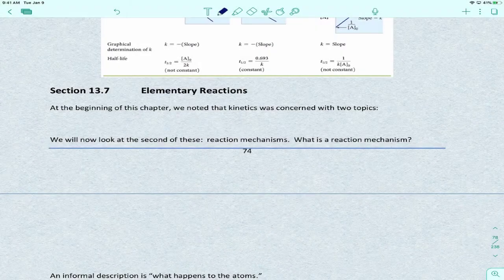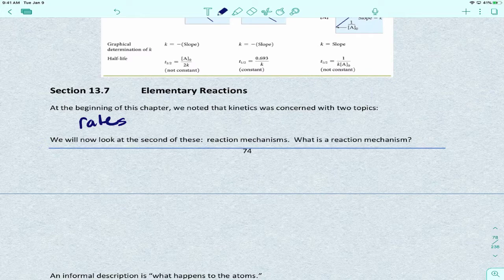Remember at the beginning of this chapter, we said that kinetics was concerned with two topics. The first topic was based on rates. And knowing the rates of a reaction gives you the rate law. We talked about the integrated rate law. We talked about the method of initial rates in order to help us figure out that rate law. So we've definitely talked about rates of reactions for a good chunk of time now.